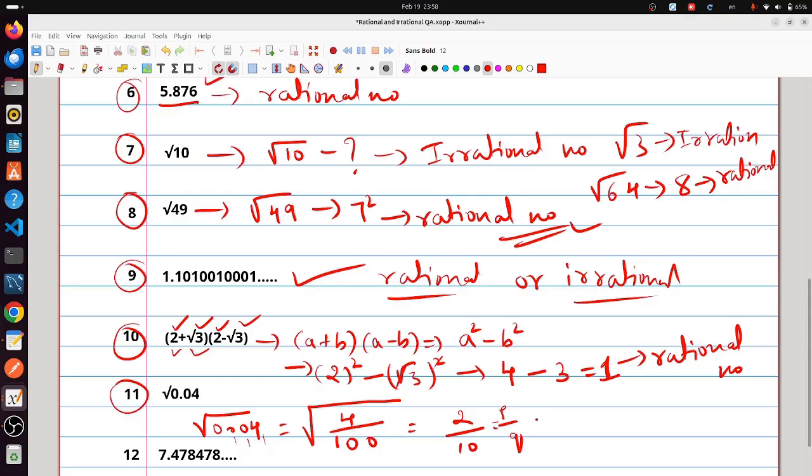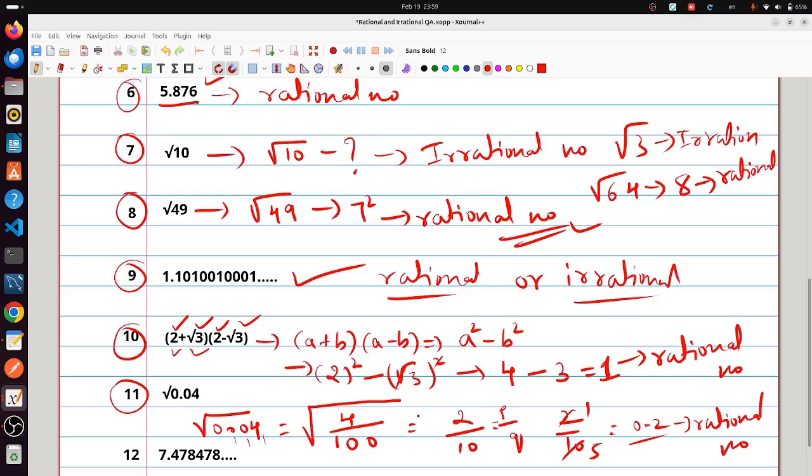Anyway, we know the definition of a rational number: the numbers which are in the form of p by q, where q should not be equal to 0. We have discussed this in the earlier class. So this is in the form of p by q, so this is a rational number. Or you can solve further: 2 by 10, 2 ones are 2, 2 fives are 10, so 1 by 5. 1 by 5 is 0.2, which is terminating anyway. So this is a rational number.